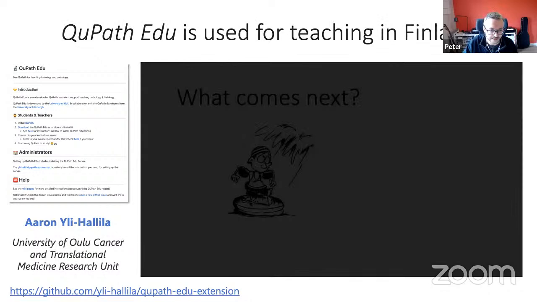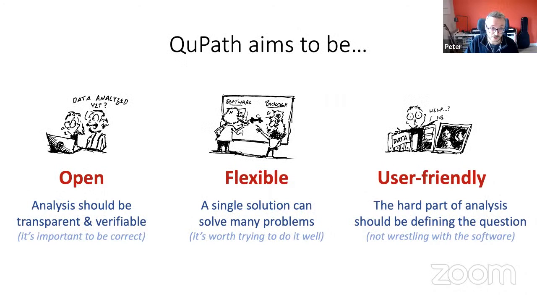And then I just want to end with a few words on what comes next. QuPath aims to be open. I think the openness is really important because it enables much more to be done. It aims to be flexible and it aims to be user-friendly, roughly in this order of priority. I try to make it user-friendly, but it certainly has room for improvement, I know that.